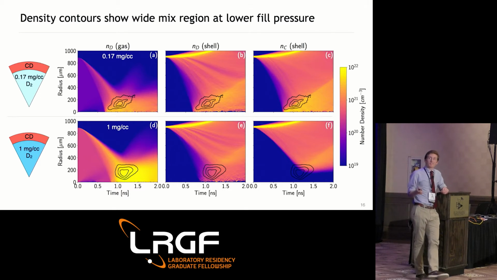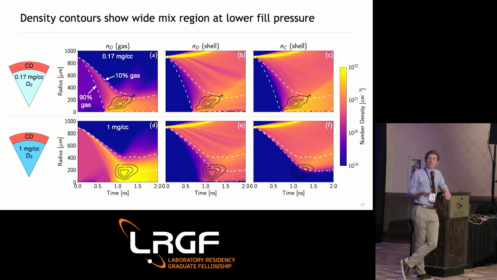There's a lot of structure that's interesting here, but the important thing to focus on is that if you compare this plot to the shell material plots on the right, you can see there's a significant region of overlap where there's a significant amount of both shell material and gas material. You can quantify that a little more explicitly by plotting the contours of where the plasma is 90% gas and 10% gas by molar density. So you can see where there is a significant amount of mix.